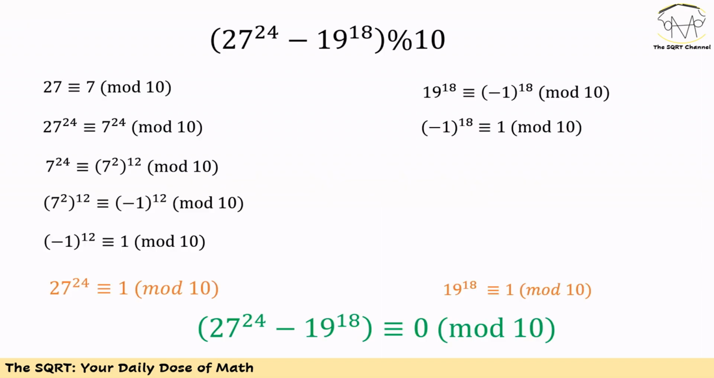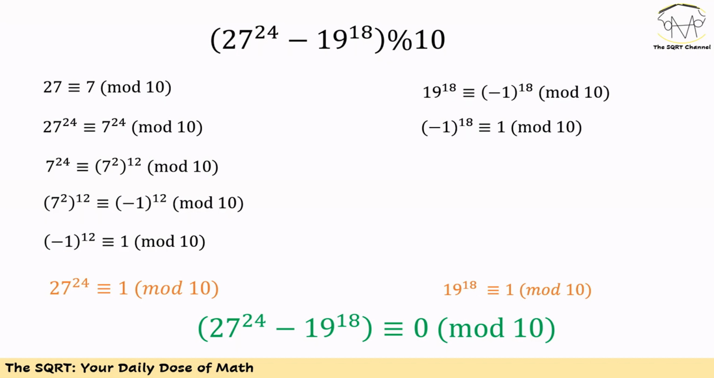Let's figure it out. To solve this, we are going to divide it into two sections. The first one is the first term, and the second section we will talk about the second term here. We have 27 to the power of 24. We want to find its remainder if we divide it by 10. Note that 27 can be written as 10 times 2 plus 7. So 27 and 7 are going to be congruent for modulus 10.